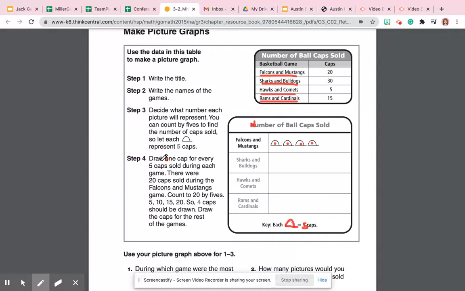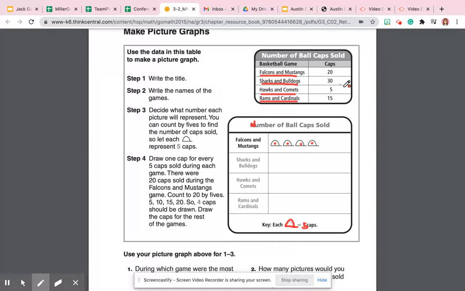Step 4 says draw 1 cap for every 5 caps sold during each game. That's sort of tricky and confusing, but what it's saying is that each cap we draw represents the number 5. There were 20 caps sold during the Falcons and the Mustangs game. So you're going to count to 20 by 5s. 5, 10, 15, 20. So 4 caps should be drawn. Did they draw 4? Yep. So now we need to draw the caps for the rest of the games.